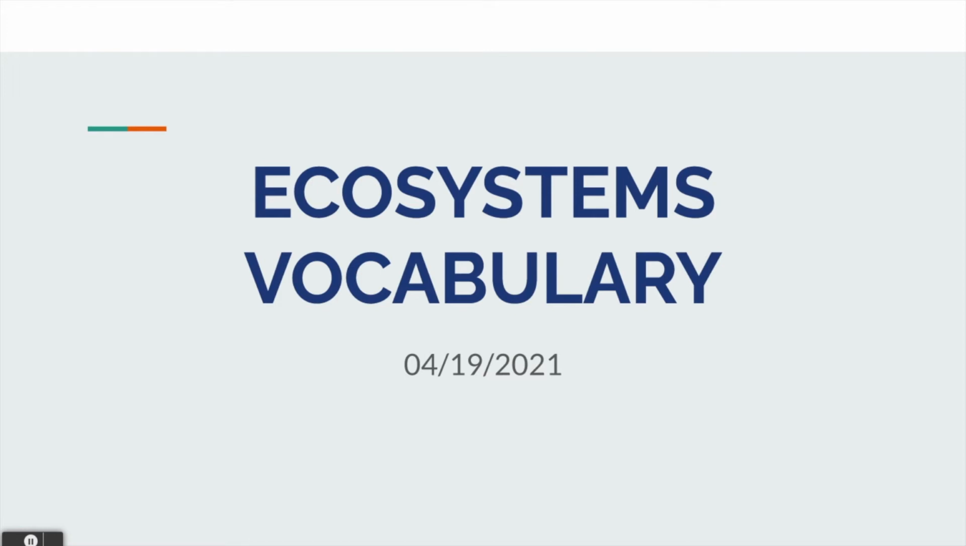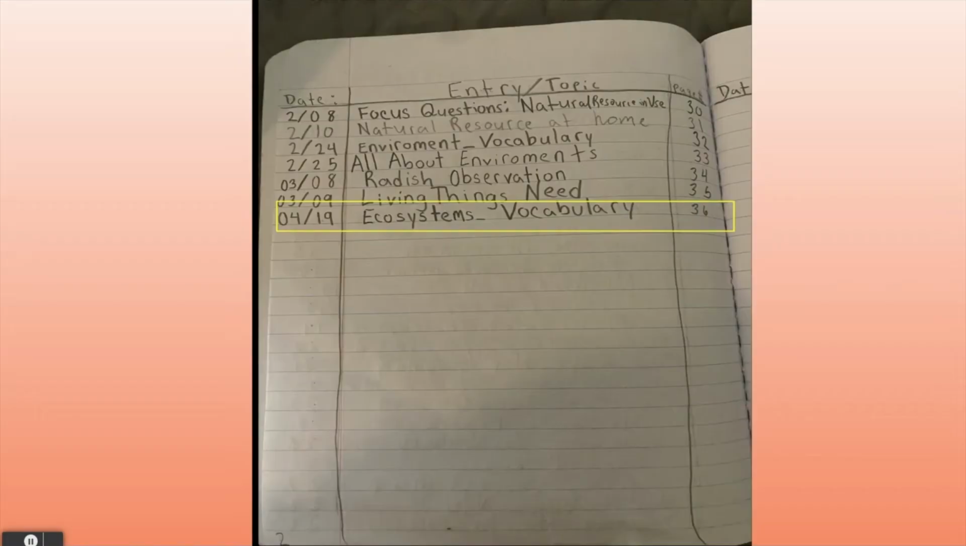Good morning, fourth grade. Over the past week, we have been learning about different environments, the ecosystems, and the different organisms that live in each environment. We discussed each role that each organism plays in its home. What we will be doing today is we're going to be adding some of these ecosystem vocabulary into our journal.